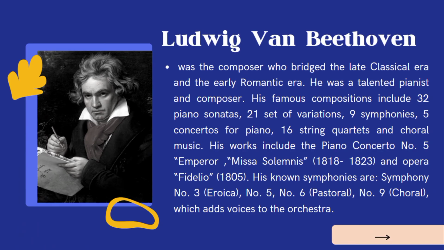Another prominent composer of the classical period was Ludwig van Beethoven. He was the composer who bridged the late classical era and the early romantic era. He was a talented pianist and a composer. His famous compositions include 32 piano sonatas, 21 sets of variations, 9 symphonies, 5 concertos for piano, 16 string quartets, and choral music. His works include the Piano Concerto No. 5, known as Emperor, Missa Solemnis in 1818 to 1823, and Opera Fidelio in 1805.